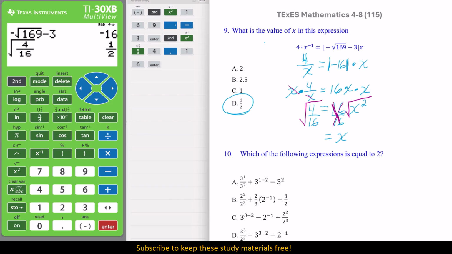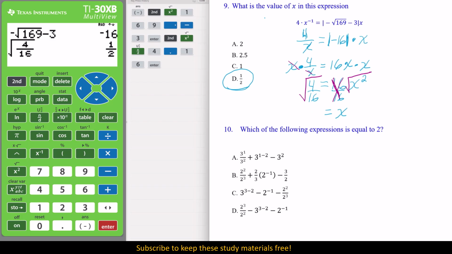You can jot it down very quickly, but if you spent your time doing the extra work to say the square root of 4 over the square root of 16 and then work with it, by the time you get to that, you could already be done with the next problem. Okay? All right.